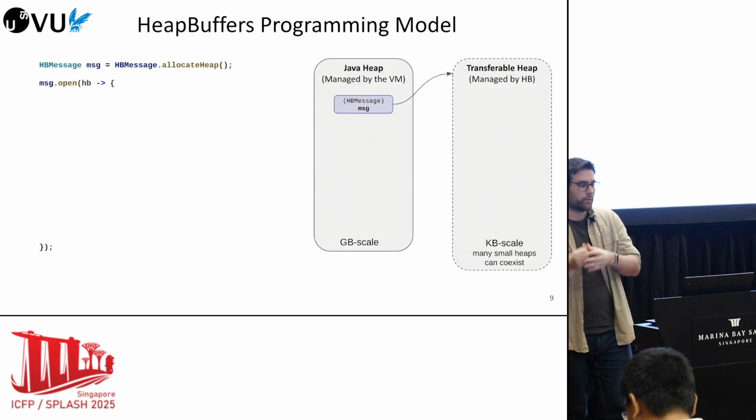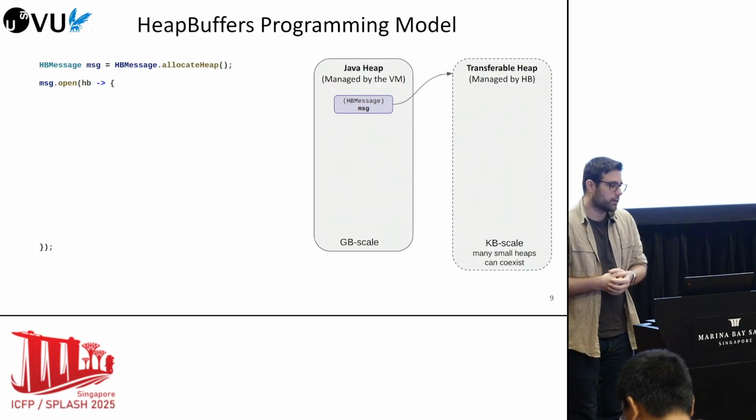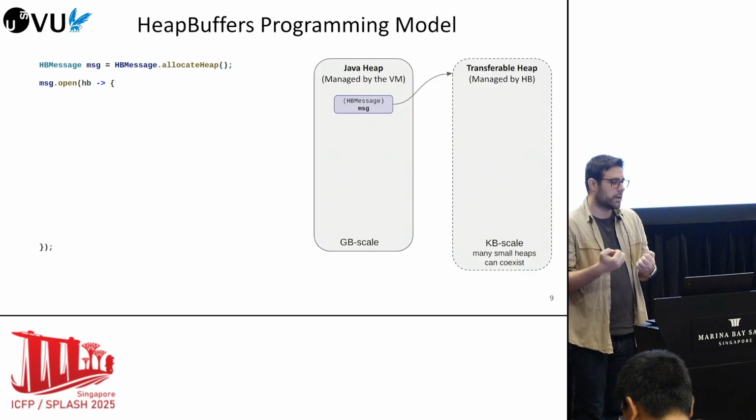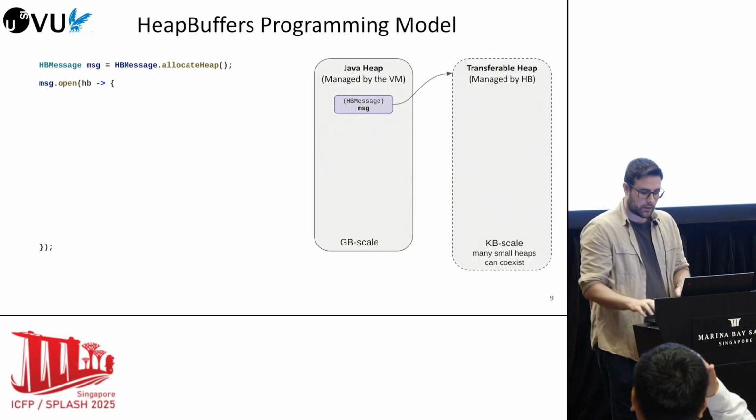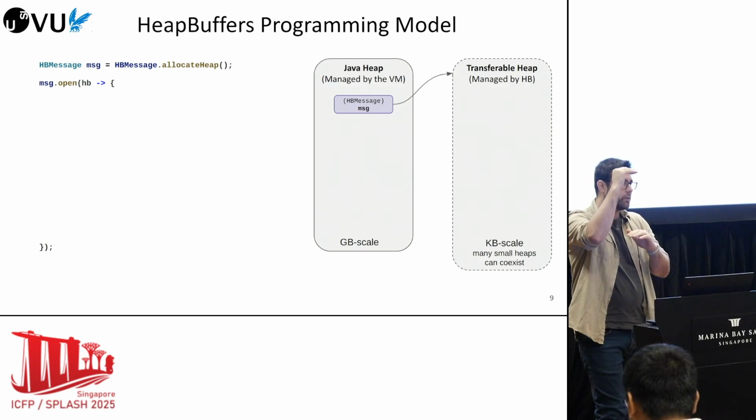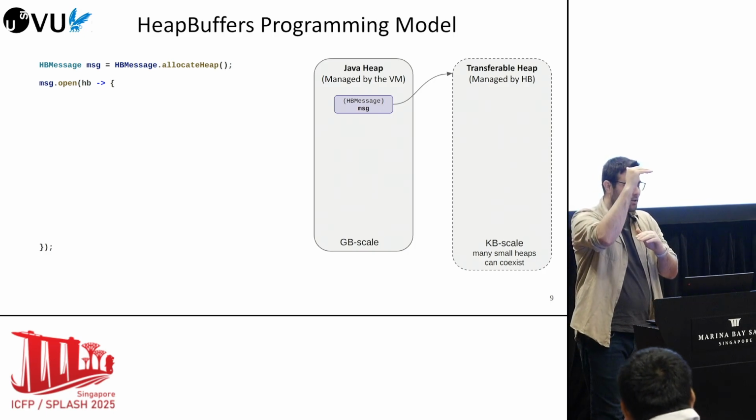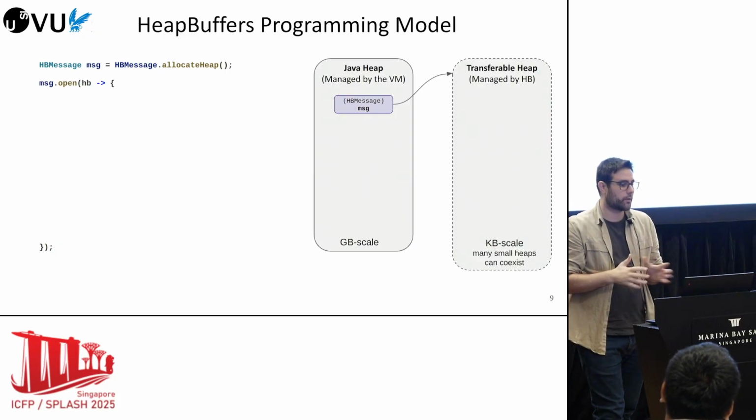To access this transferable heap, we can use this method open, which simply accepts a lambda, and this lambda exposes the HP runtime to the user. So this is the only method where we actually have access. And our goal with this open is to create a sort of dynamic scoping where it's clear for the user that he's actually modifying special objects, not regular Java objects.